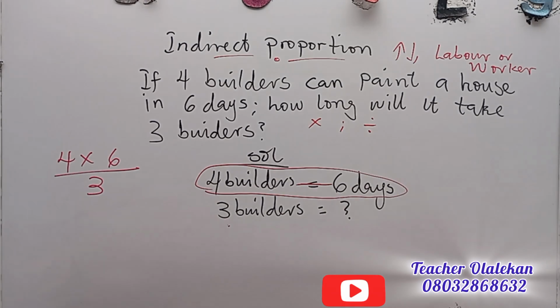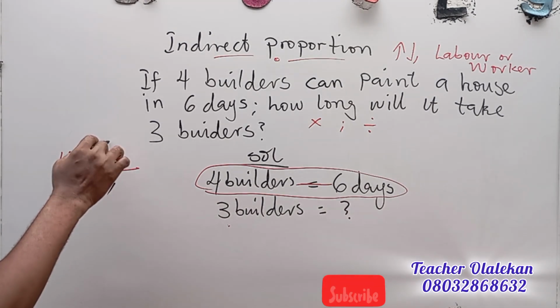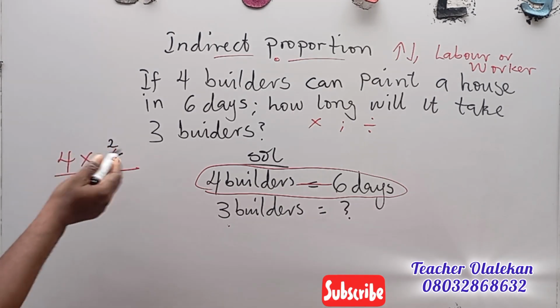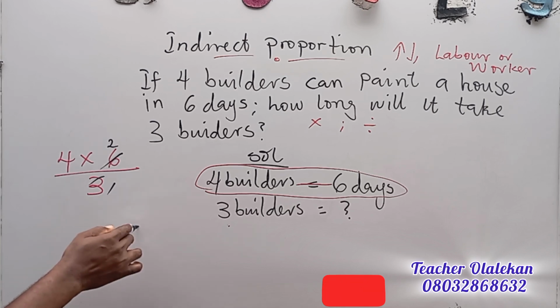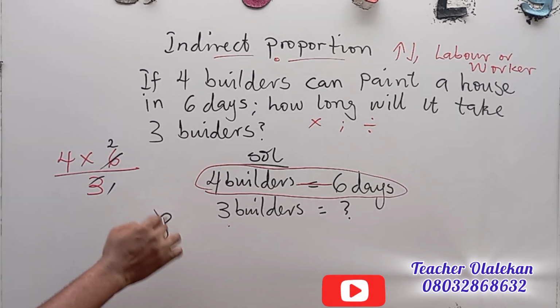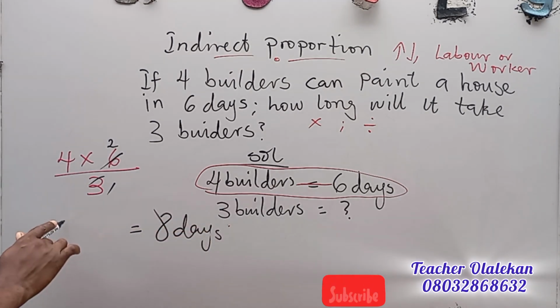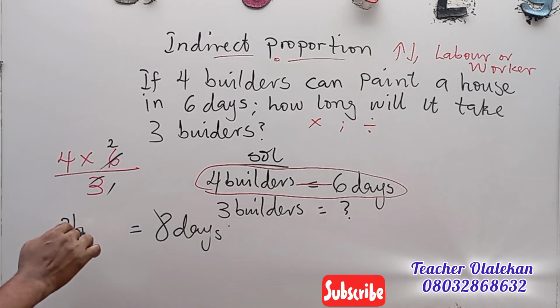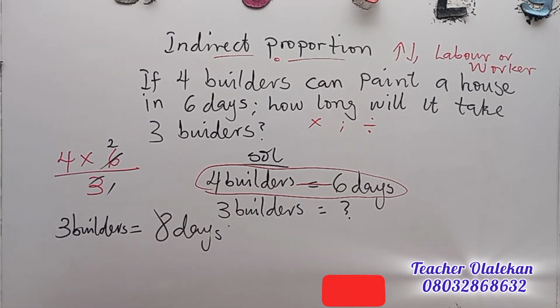In this type of function, 3 divides into this: 3 here is 1, 3 here is 2. So that gives us 4 times 2. That means 3 builders will get the job done in 8 days.